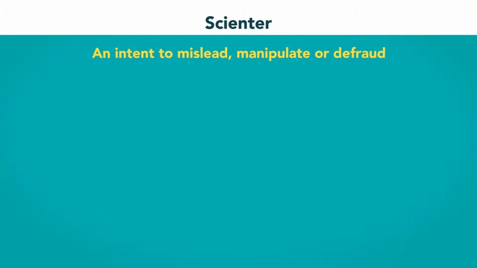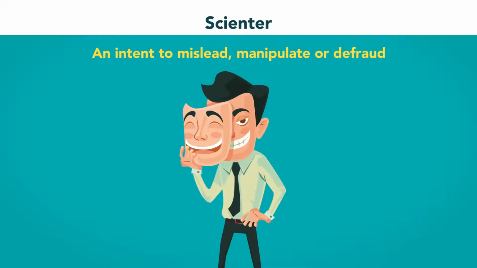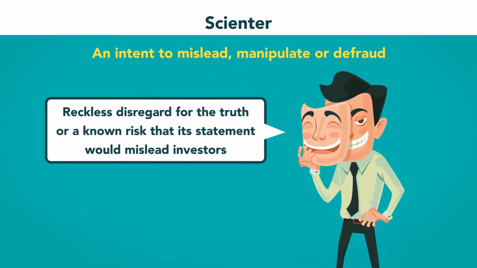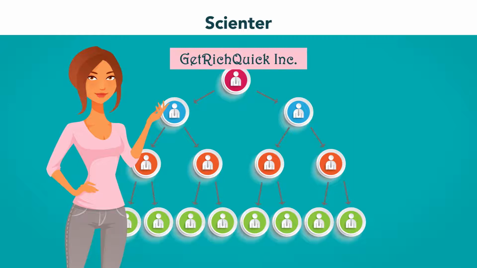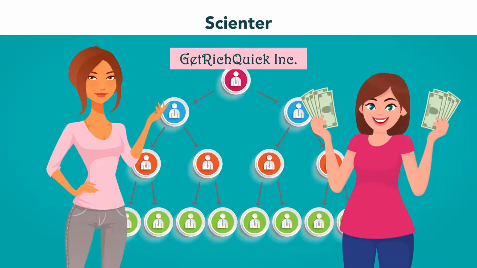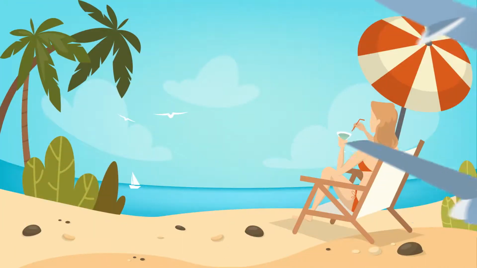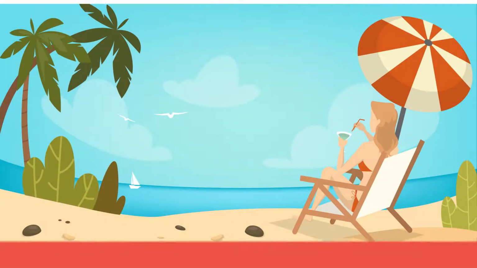Scienter. Scienter is a term of art meaning an intent to mislead, manipulate, or defraud. It applies when the person specifically intended to defraud another. Scienter also includes reckless disregard for the truth or a known risk that its statement would mislead investors. An example of this would be a Ponzi scheme artist who sets up a phony company that she does not plan to operate, dupes investors into thinking that they are investing in an active company, and then uses that money instead for her own personal lifestyle expenses.